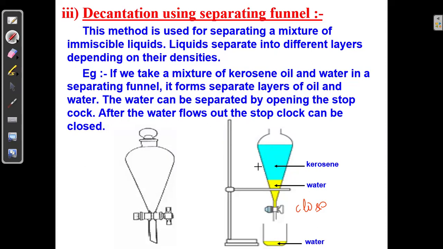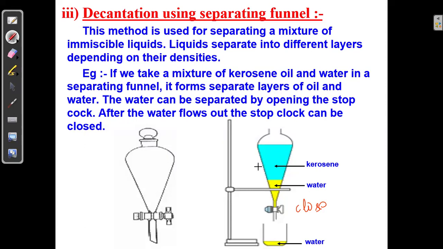So for example, here you have a mixture of water and kerosene. Since kerosene is lighter, kerosene remains on the top, whereas water is at the bottom. Got it? Now just keep it for a few minutes so that you can see both of them clearly. You can see water and kerosene forming two layers separately.